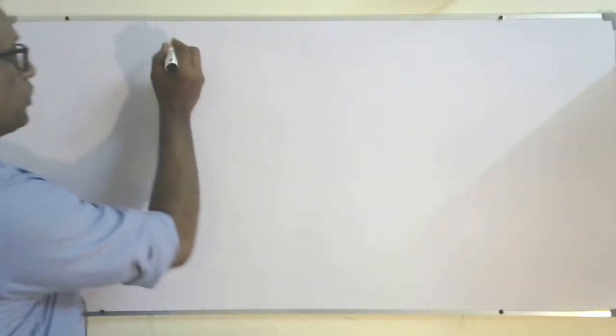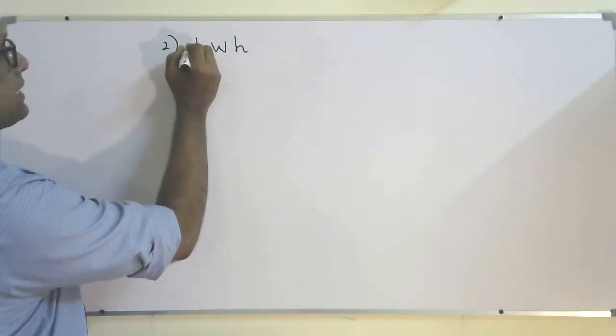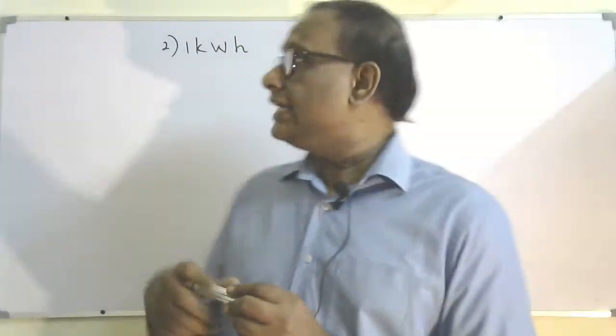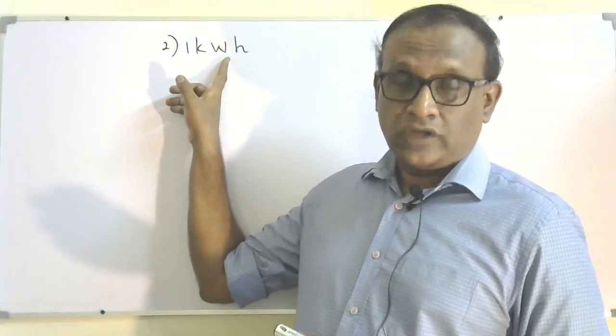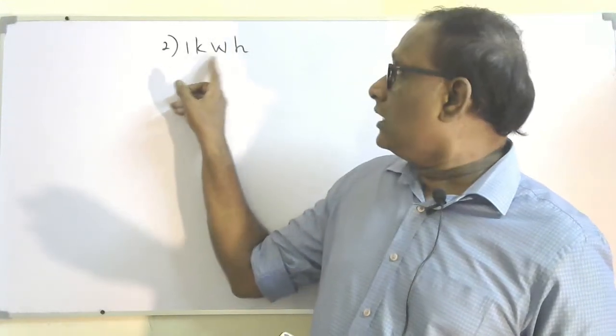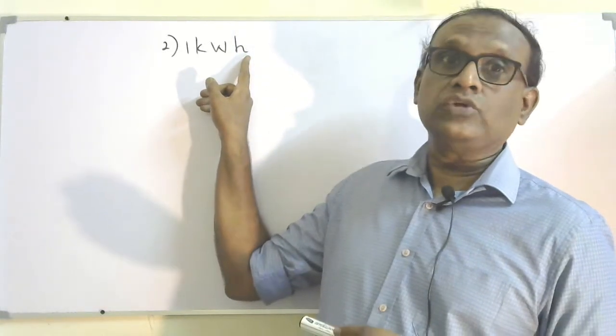Second question: which of the following is equivalent to 1 kilowatt hour? Okay, so 1 kilowatt hour, what is it? Kilowatt is the unit of power. Kilowatt is 1000 watts, multiplied by 1 hour. Hour is the unit of time.